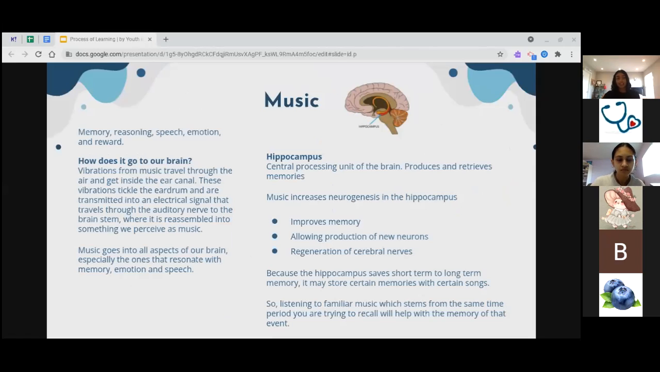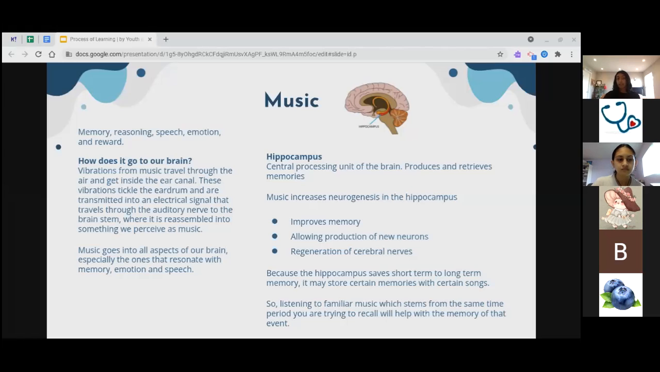So music goes into all aspects of our brain, especially the ones that resonate with memory, emotion, and speech. The hippocampus is the central processing unit of the brain. It produces and receives memory. Music increases neurogenesis in the hippocampus by improving memory, allowing the production of new neurons, and the regeneration of cerebral nerves. Because the hippocampus saves short memory to long memory, it may store certain memories with certain songs.